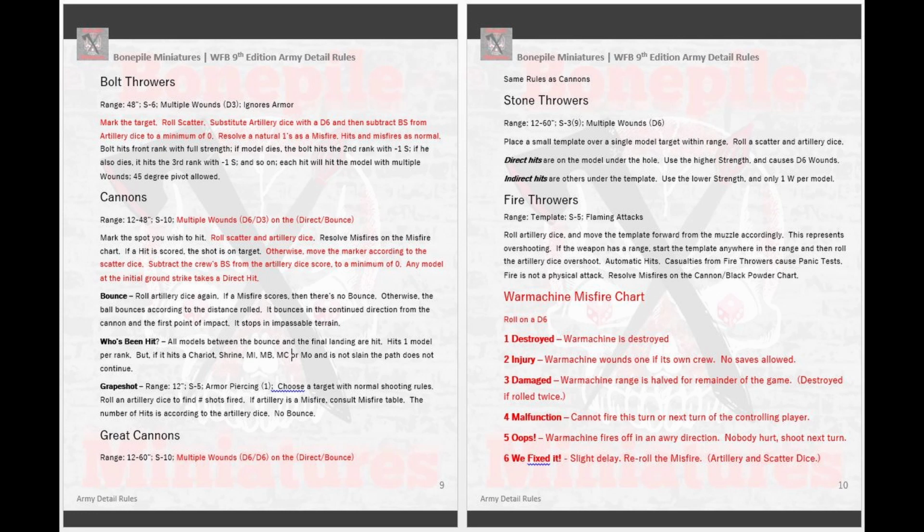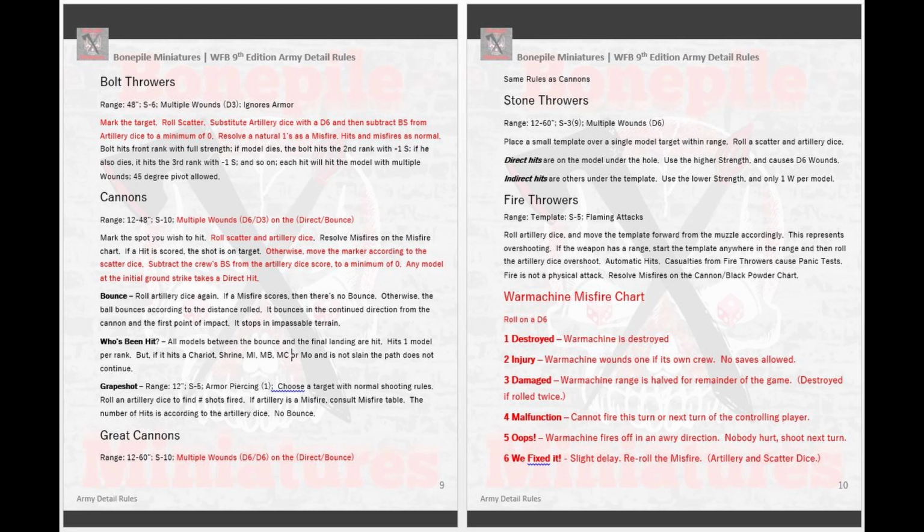And then finally there's number 6, which says, "We fixed it. Slight delay, re-roll the misfire." Both the artillery and the scatter dice. So with this result you get to try again. Hopefully you don't roll another misfire, but if you did, you'd have to roll on the misfire chart one more time.